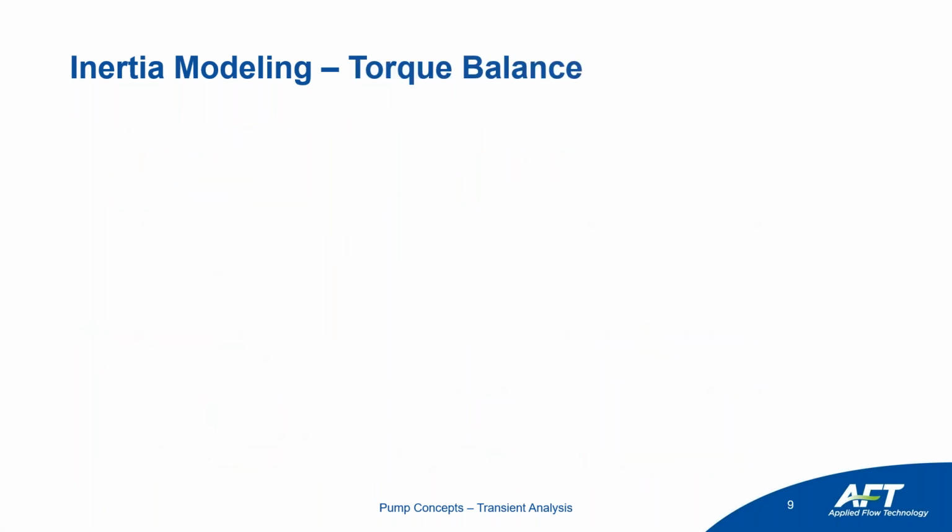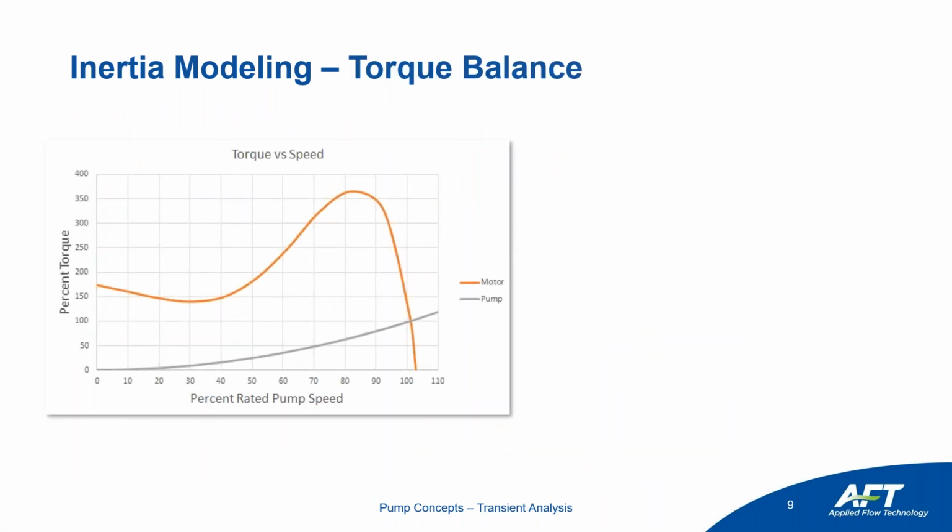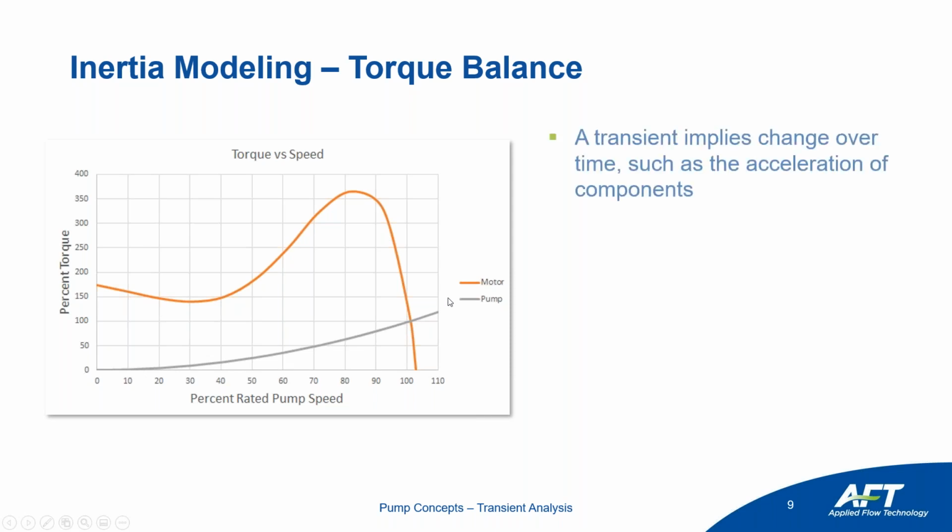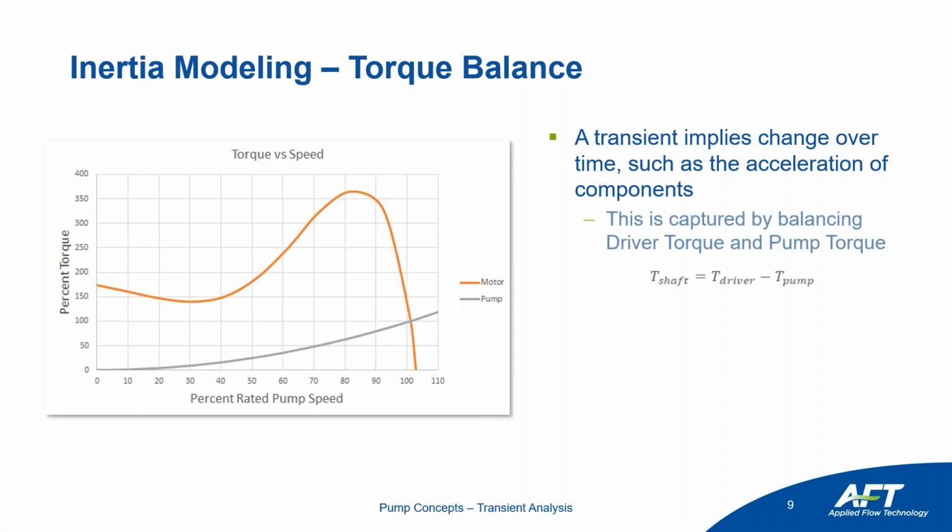Torque balance. So how does the torque element of inertia modeling work? This is why you need to specify a motor curve when you're doing an inertia setup or startup, because you're comparing what torque is added by the motor compared to the torque required by the pump. So the transient implies change over time, so you'll see acceleration of those components when there's an imbalance. This is captured by balancing the different torque elements that are operating on the pump itself.